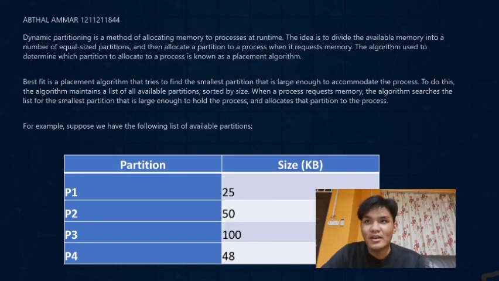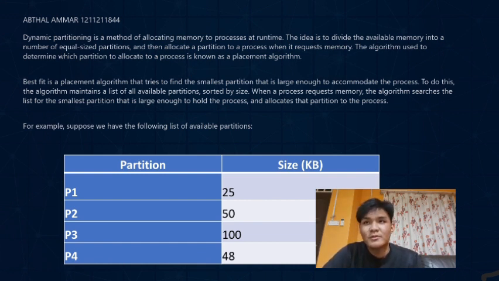I'm going to present my first presentation, where I chose best fit. So let's begin right now. What is best fit, you may ask, madam? It is a method of allocating memory to processes at runtime. The idea is to divide the available memory into a number of equal sized partitions and then allocate a partition to a process when it requires memory.